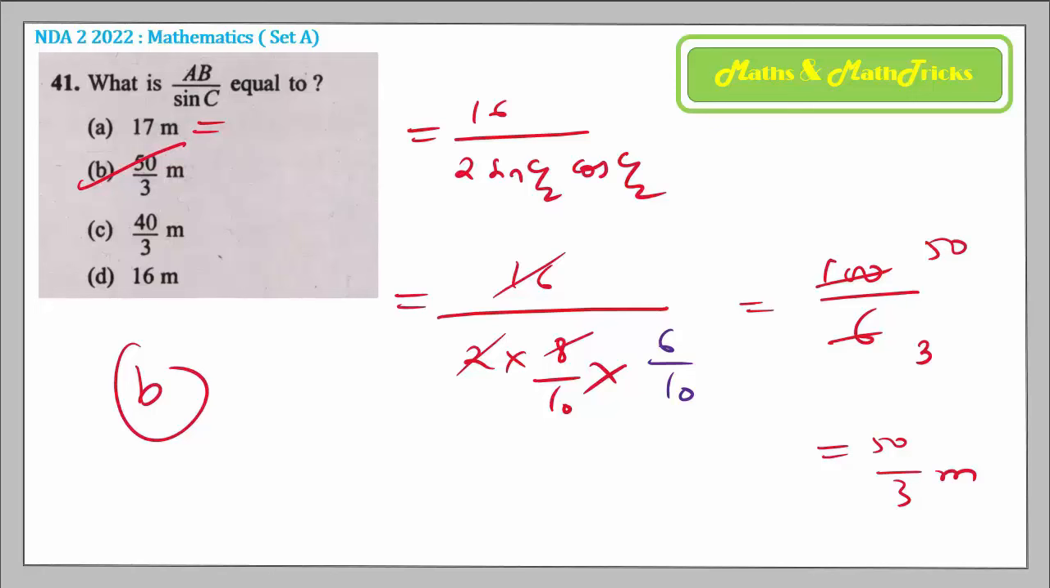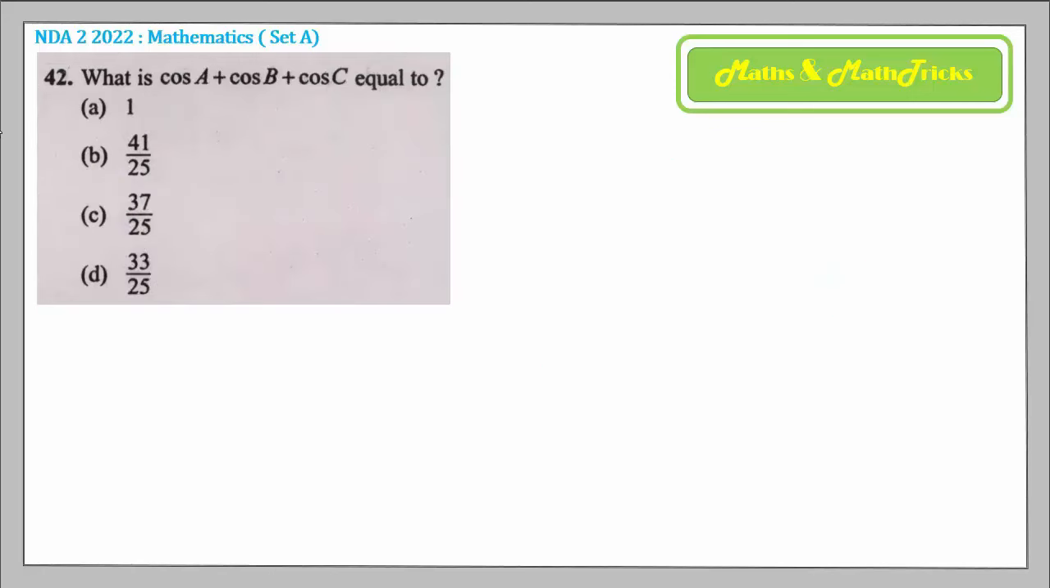Coming to the next connected question, in this they are asking you the value of cos A plus cos B plus cos C. By the way, how can you evaluate cos A, cos B for a triangle? When you know three sides in a triangle, it's the cosine rule.